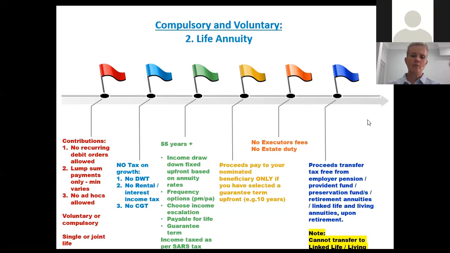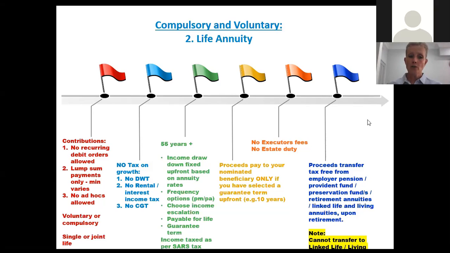Voluntary and compulsory, I've mentioned that. And the other thing that's quite nice about this is you can do a single or a joint life. So, for example, if you're married and you'd like to ensure that the money pays until your spouse passes, or the second one of you passes away, you can do that too. Obviously, that just means that you get a little bit less out now, because it's having to insure 2 life expectancies rather than 1.